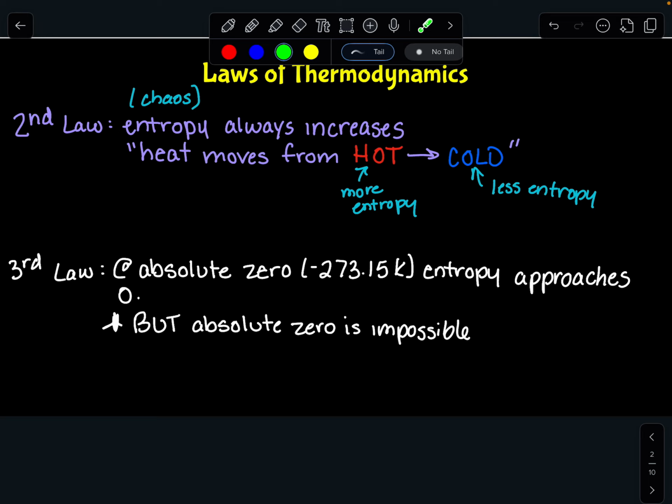The caveat here is that absolute zero as of right now is impossible. Even in the depths of space where it's super, super cold, there's still entropy. We're not so cold that particles stop moving.